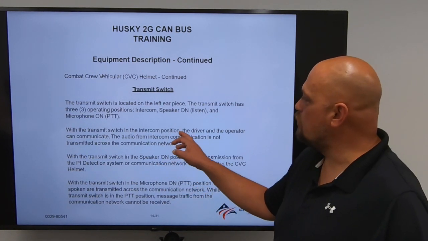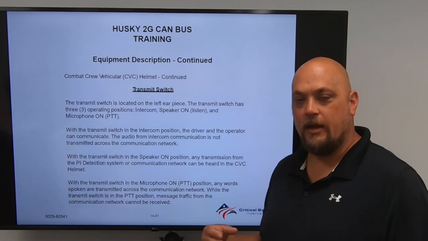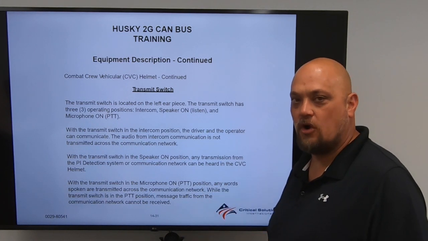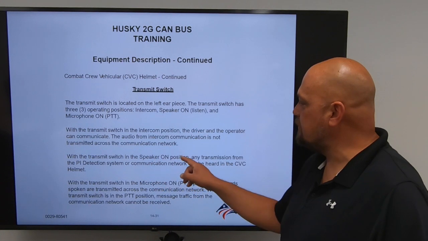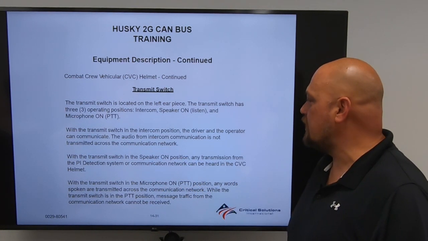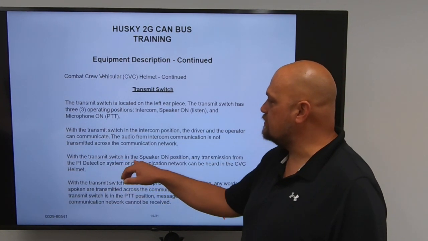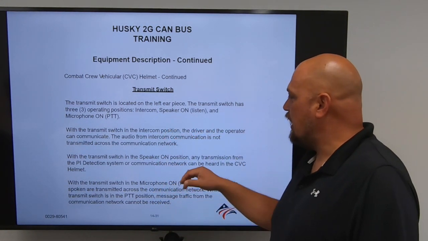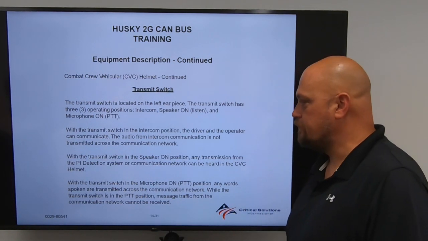What that means is when you are in the intercom position, only the driver and the operator are able to communicate. Anything that you say inside that vehicle stays inside there. It will not transmit across any communication network. When the transmit switch is in the speaker on position, any transmission from the PI detection system or communication network can be heard in the CVC helmet. What that means is when it's on speaker on, you're able to listen to the PI box as well as your communication network, any other radio signals that are on the same frequency.